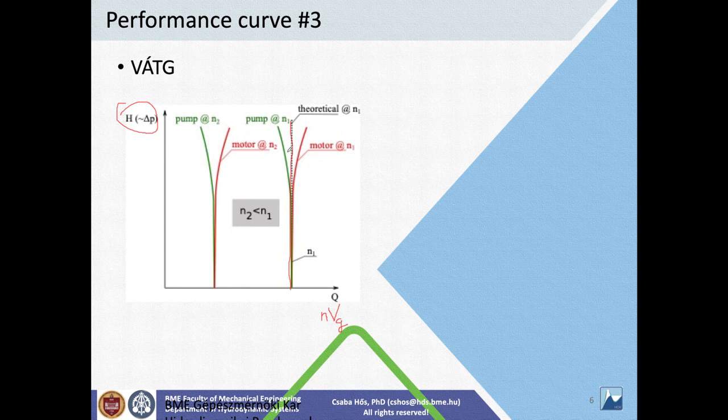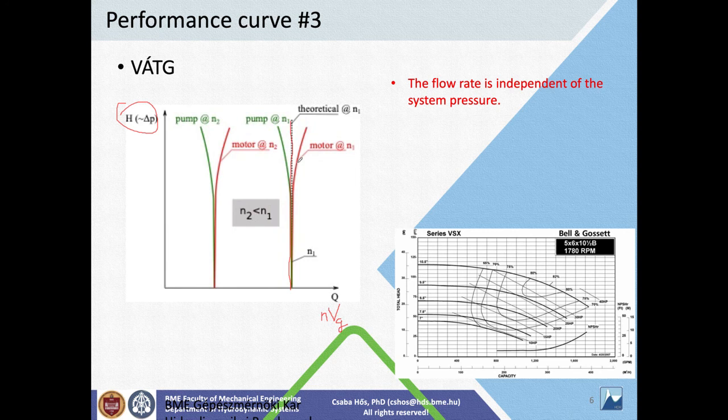Now, if you take into consideration the volumetric losses, then in the case of the pump, you have slightly lower flow rates, and in the case of the motor, you have slightly higher flow rates, okay? So if you compare this performance curve to the performance curve of a standard turbo pump, then you see how different this is. This is almost vertical. This is, as we have learned, a declining shape. So to sum up, the flow rate is independent of the system pressure.